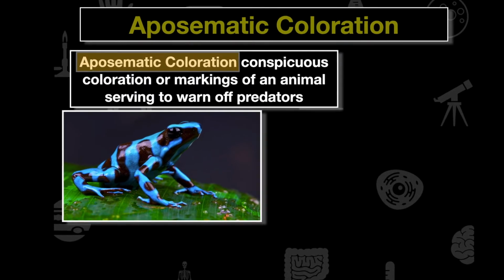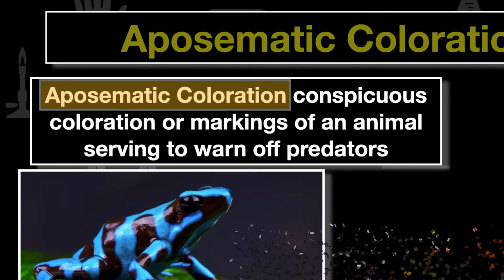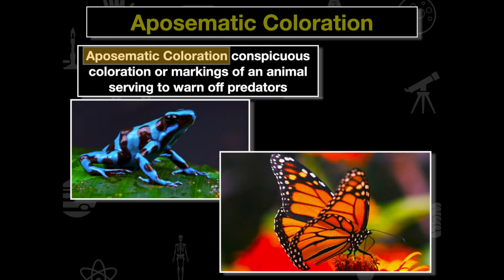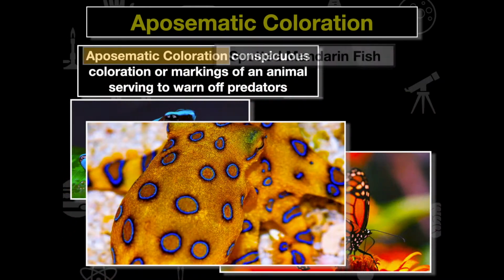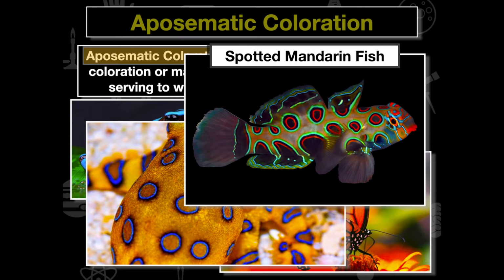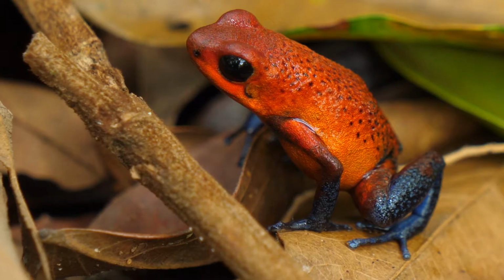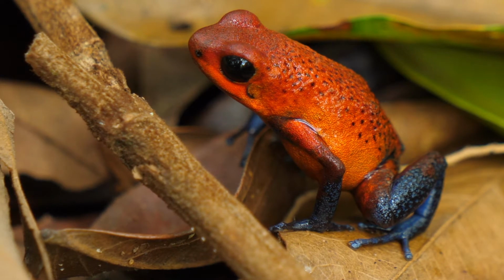Aposematic coloration is conspicuous coloration or markings of an animal serving to warn off predators. We see this with our poison dart frogs, our monarch butterflies, and we're also going to see this with our spotted mandarin fish here. What these bright and distinct colorations indicate to a predator is that this organism is toxic, and if consumed, it is going to be deadly.